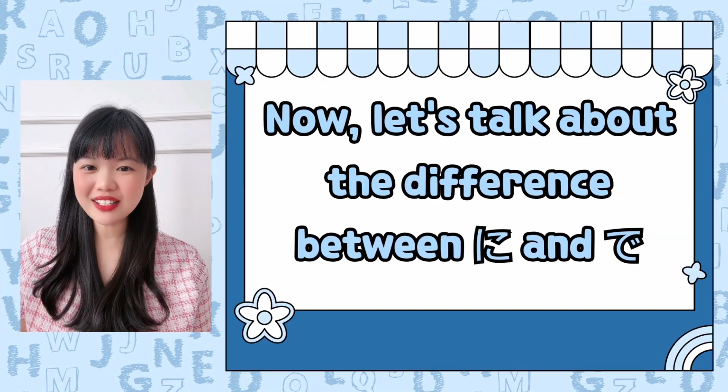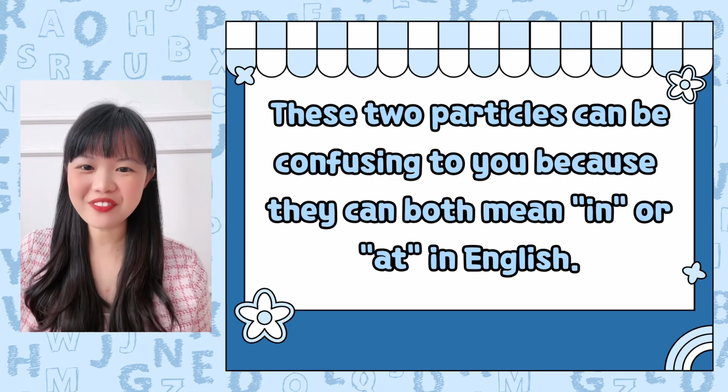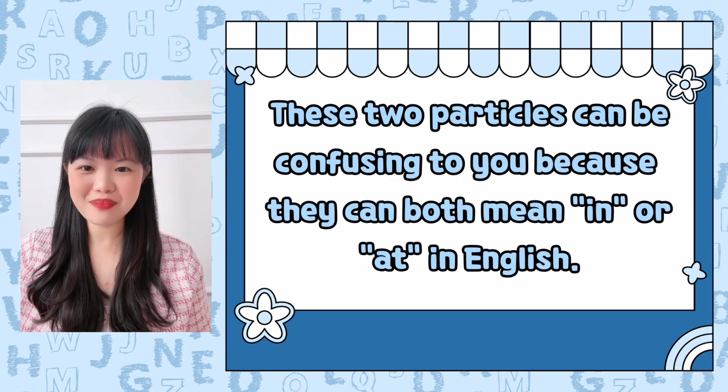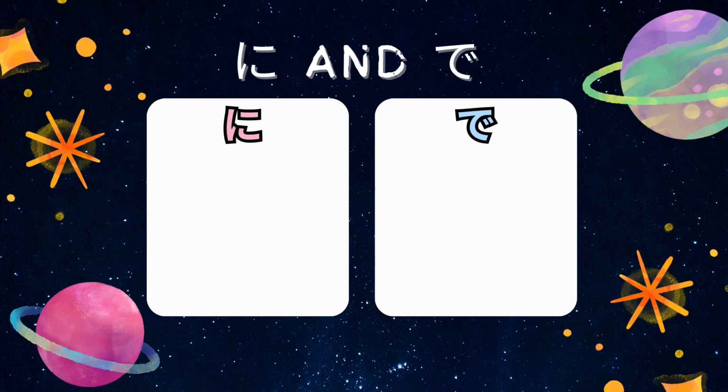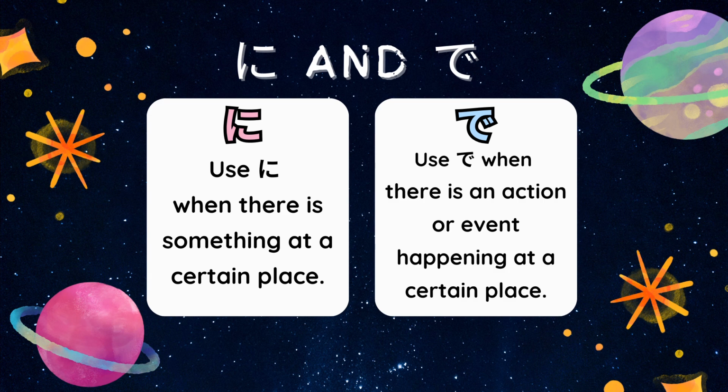Now let's talk about the difference between the particle de and ni. These two particles can be confusing to use because they both can mean in or at in English. To tell them apart, just remember, use the particle ni when there is something at a certain place, and use the particle de when there is an action or event happening at a certain place.